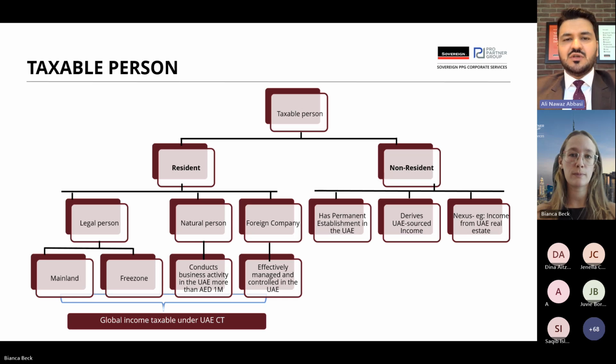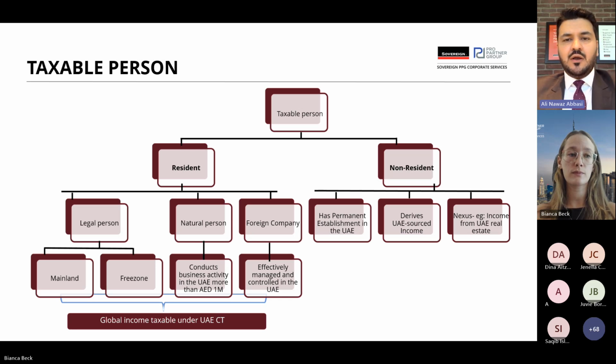For resident persons, it could be a legal person like a mainland company or a free zone company, or it could be a national person if they conduct a business activity of more than 1 million dirhams. Foreign companies can also be considered as resident and taxable if they are effectively managed and controlled from within UAE.